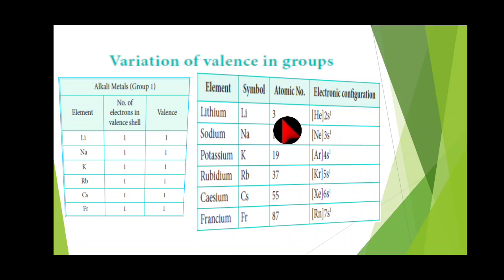Now the electronic configurations are given. Lithium, when we write the electronic configuration, ends with 2s1. Sodium ends with 3s1. Potassium 4s1. Rubidium 5s1. Cesium 6s1. Francium 7s1. So in the last shell, each element has one electron, and that is called valence. The combining capacity of the element is 1.